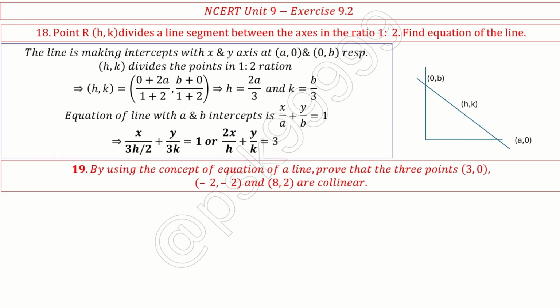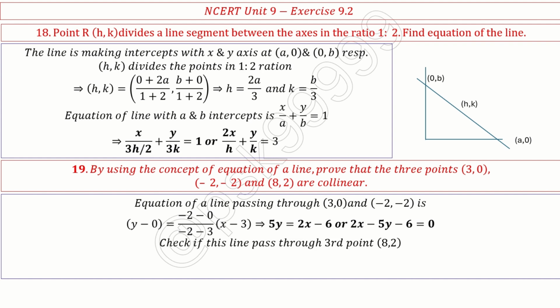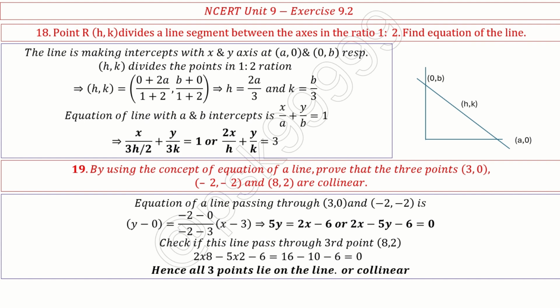By using the concept of equation of a line, prove that the 3 points are collinear. Equation of a line I should use. What does that mean? I can just find the slopes, right? First, I'll find the equation of a line passing through two of the points. So this is my equation, 2x minus 5y minus 6 equal to 0. Now I have to check whether the third point is on this or not. If it satisfies the equation, then all three are collinear, correct? So just substitute 8 comma 2, and the equation is satisfied. That means the point lies on the same line, which means all three are collinear.